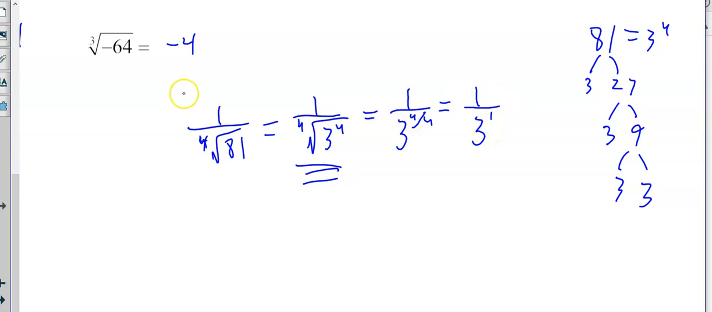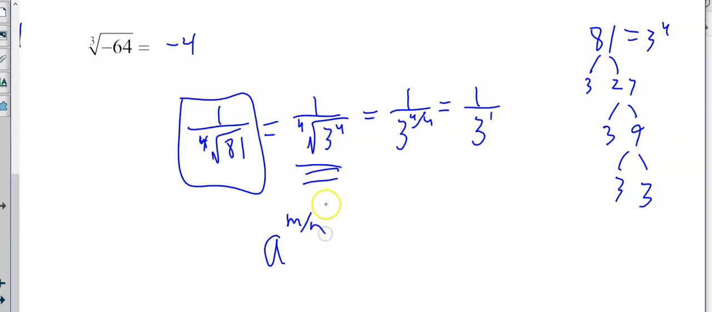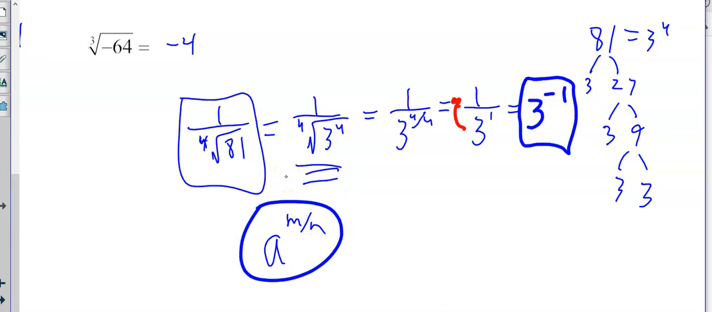The other thing, sometimes they'll say, put this into rational exponent form, like a to the m divided by n. Well, this is not quite rational exponent form, but you could easily switch it to that, because how can you make this migrate up to the numerator? What kind of exponent would make it migrate up to the numerator? A negative exponent. So you could say that's 3 to the negative 1 if the goal was to put it into rational exponent form.